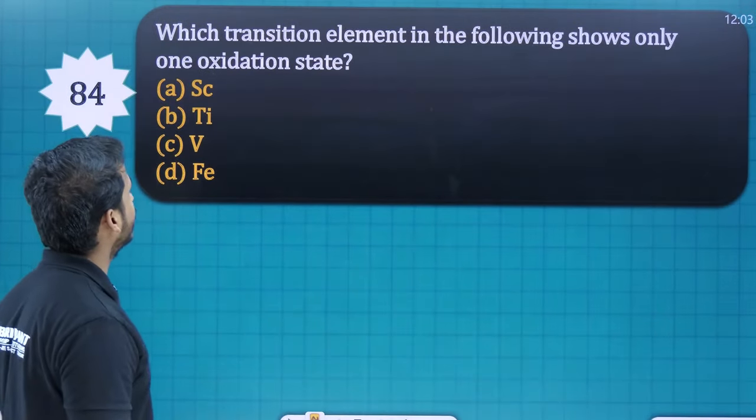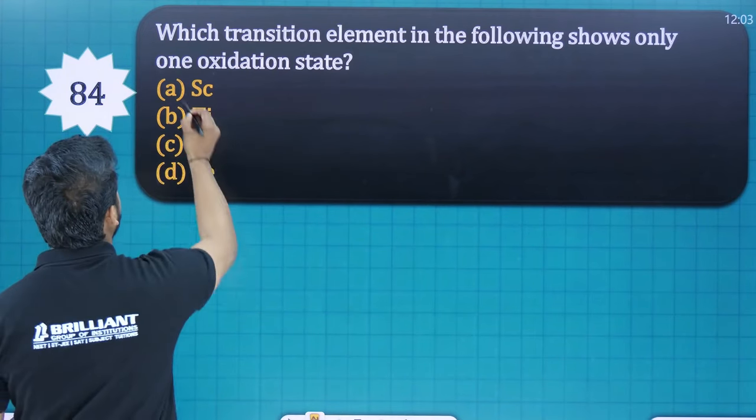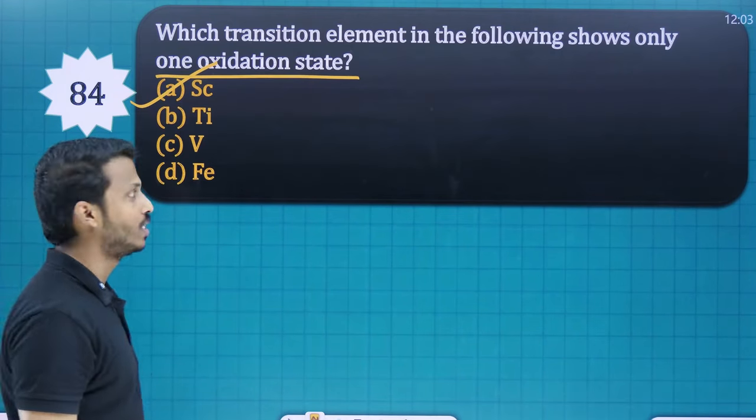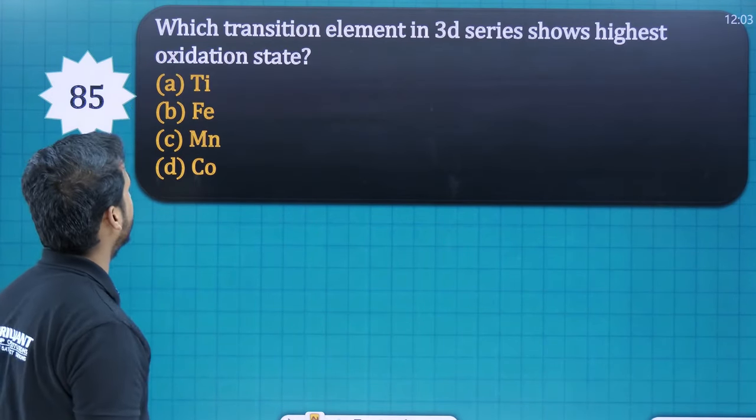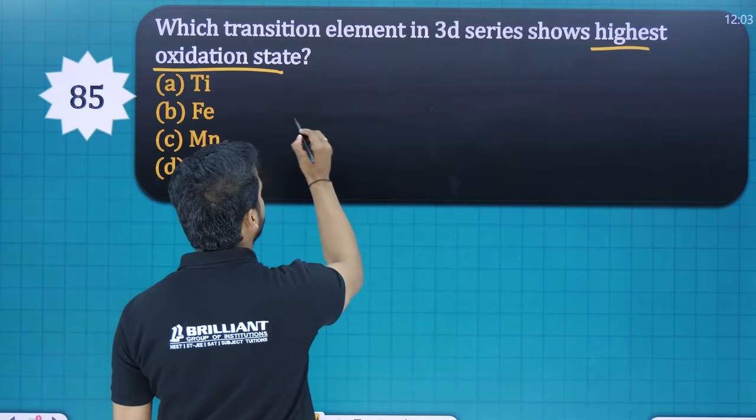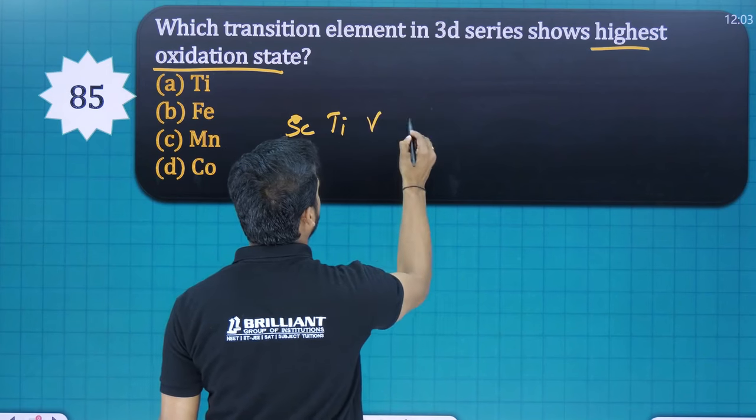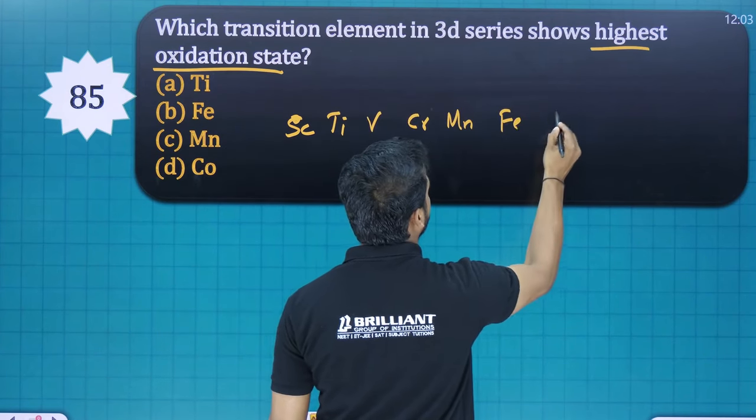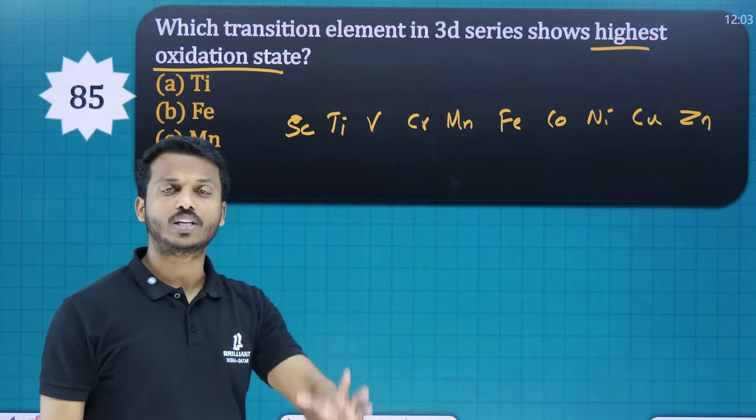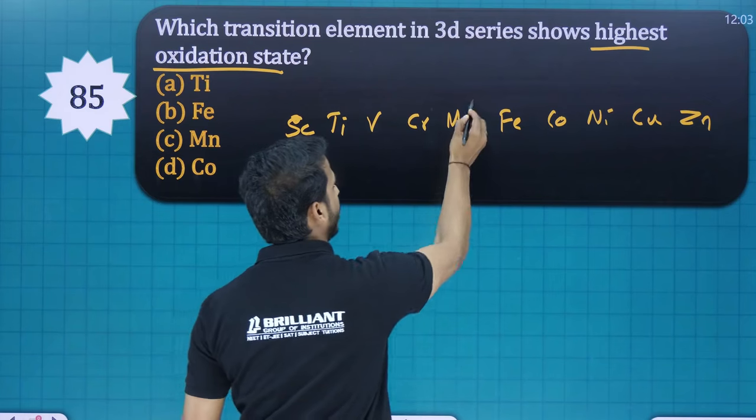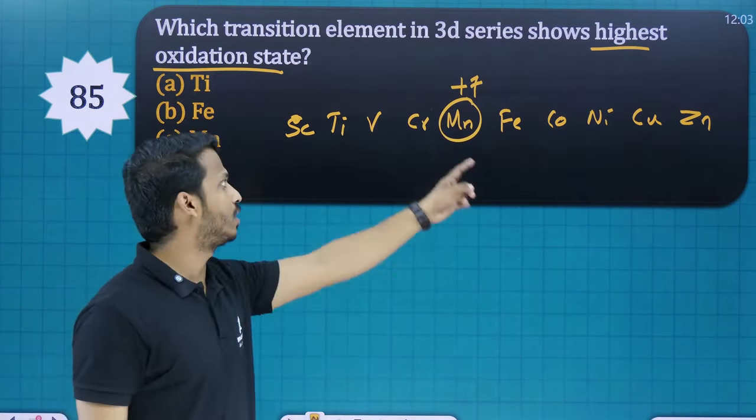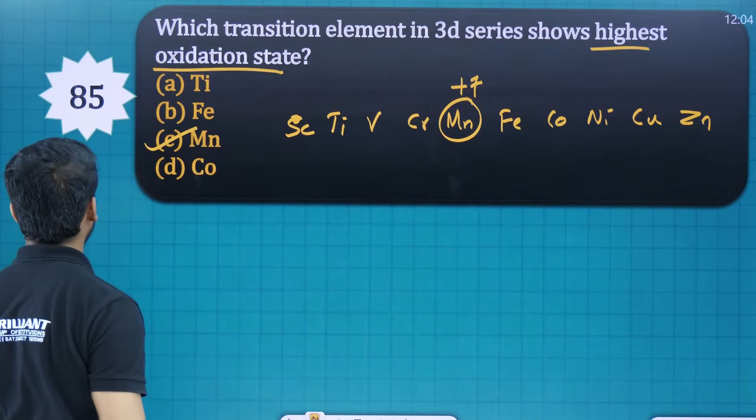Next one, which transition element in the following shows only one oxidation state? Already we discussed that scandium shows only one oxidation state, +3. Which transition element in 3d shows the highest oxidation state? What is our 3d series? Scandium, titanium, vanadium, chromium, manganese, iron, cobalt, nickel, copper and zinc. Which will show the highest oxidation state? The middle element. What is the middle element? Manganese. It shows +7. In the 3d series, the highest oxidation state is given by manganese, +7.